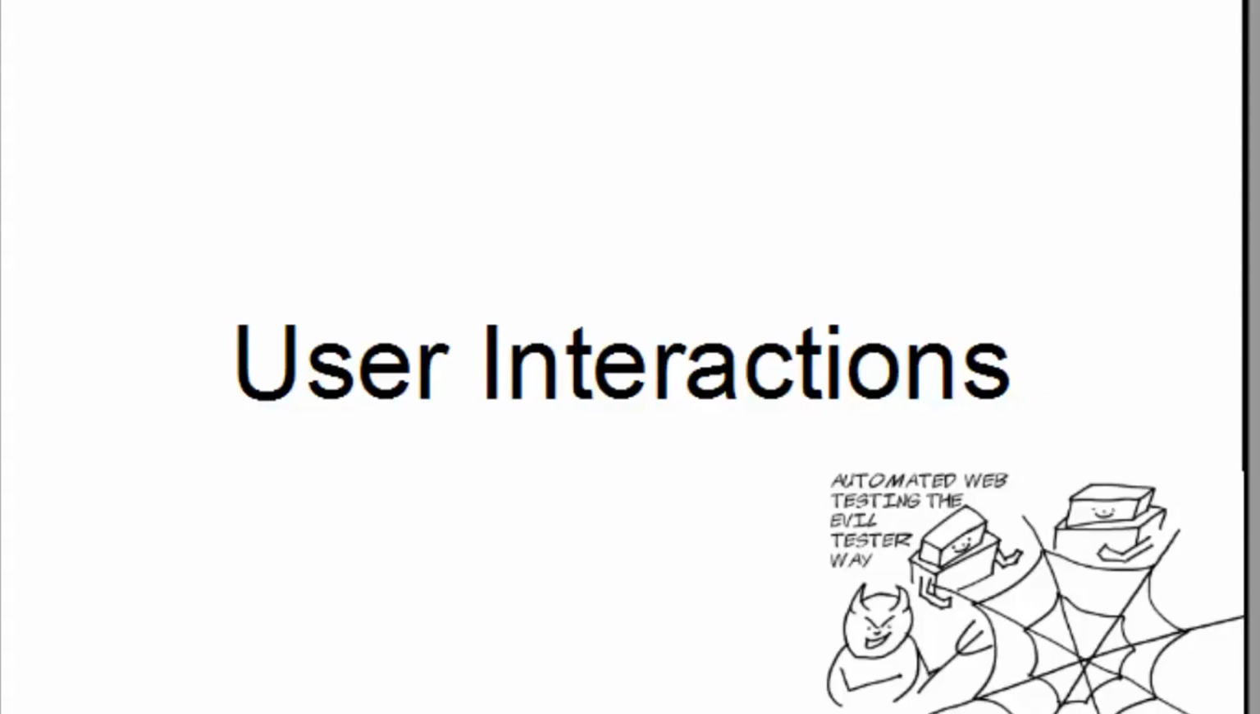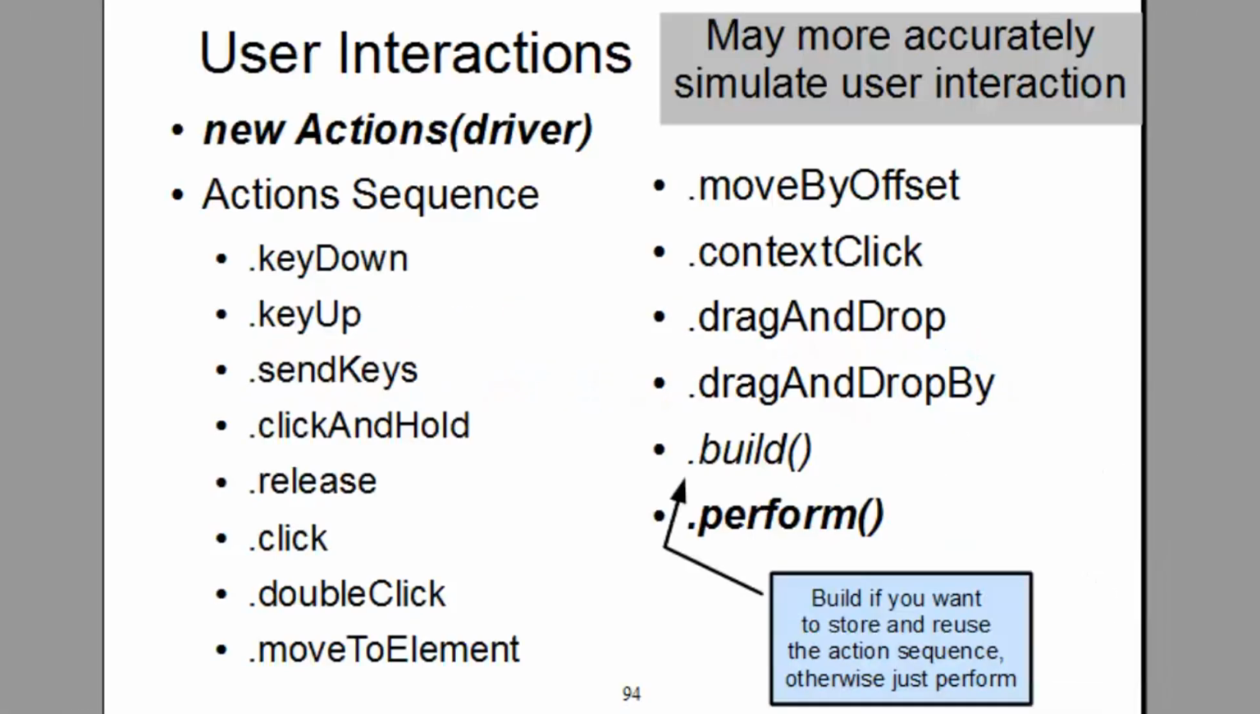User interactions change between browser versions. They change between driver versions. Your tests may not act the same cross-browser when you're using user interactions. Try and keep this stuff as constrained and tight as possible. But it's still really important to learn about user interactions and what they do, because sometimes they are absolutely necessary.